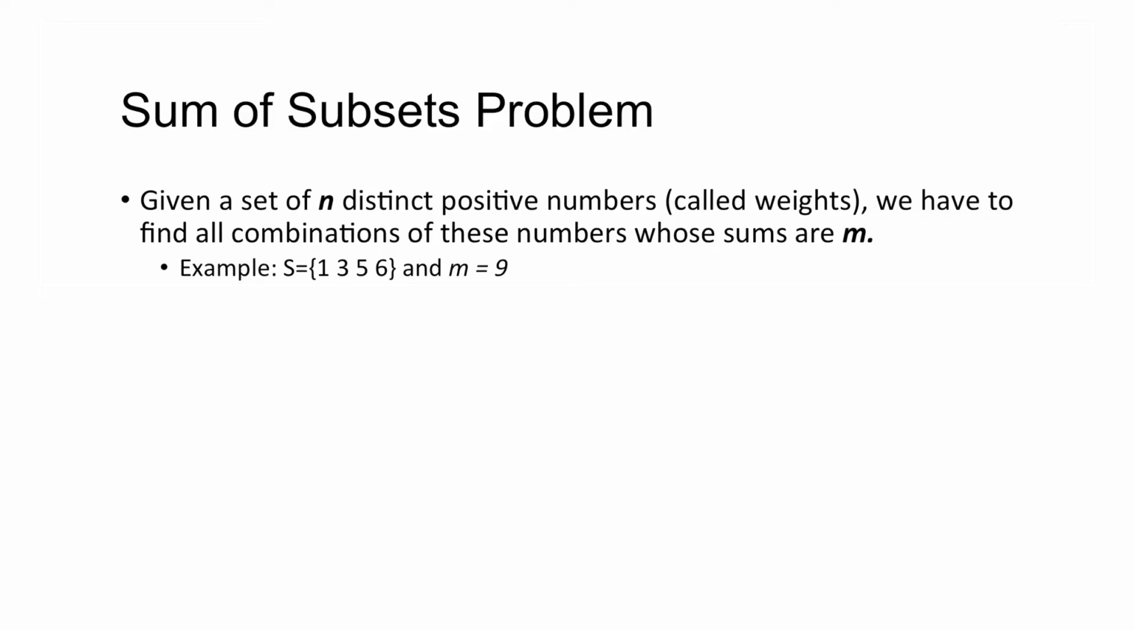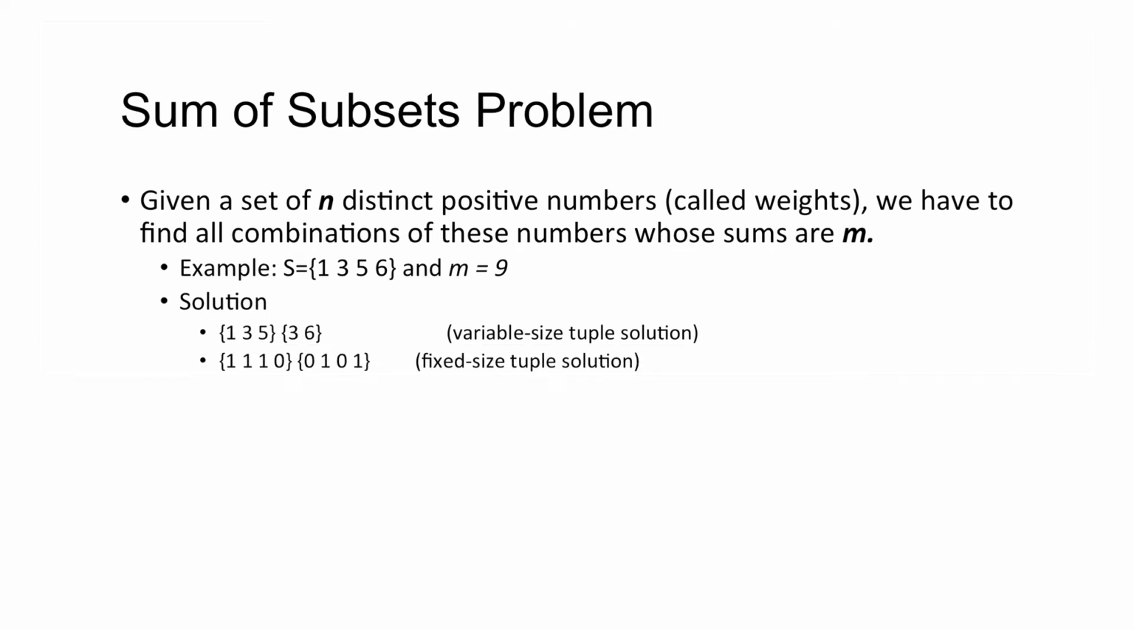We have to find all possible combinations of 1, 3, 5 and 6 whose sum is equal to 9 in this example. It is obvious there are two combinations which yield the sum 9, and you can see it is 1, 3, 5 and the other possible combination is 3 and 6. There are two ways of giving the solution to this sum of subsets problem. One is referred to as a variable size tuple solution and another one is a fixed size tuple solution. In the first example you can see the size of the sets is variable. The first set includes 1, 3 and 5 and the second solution set includes 3 and 6. So the size of these sets is variable.